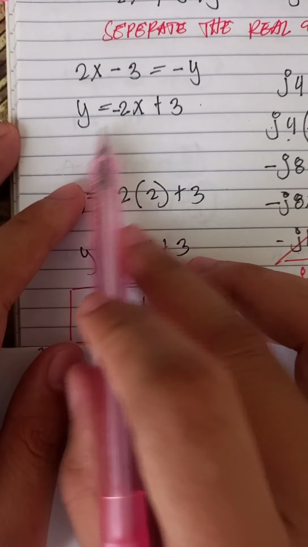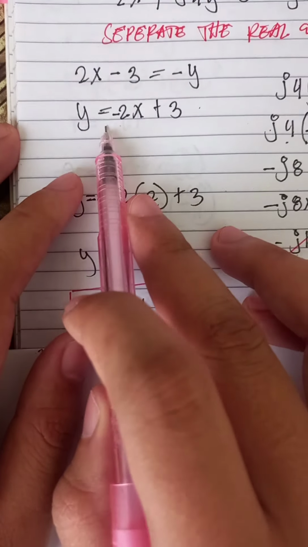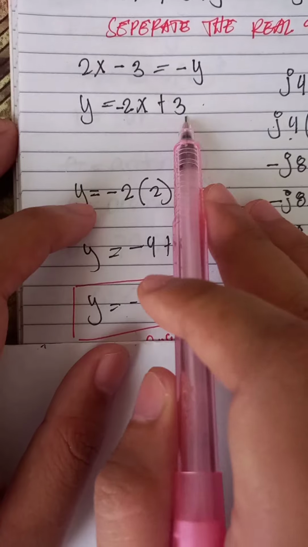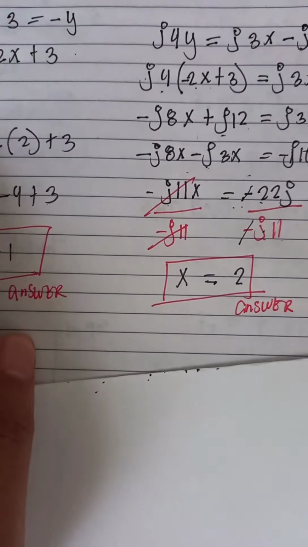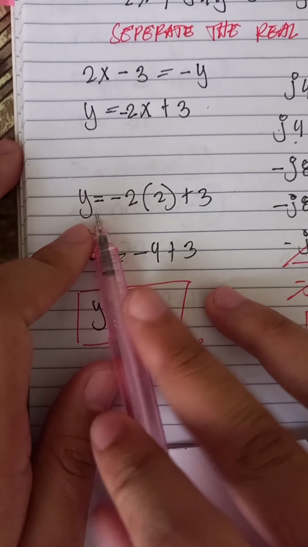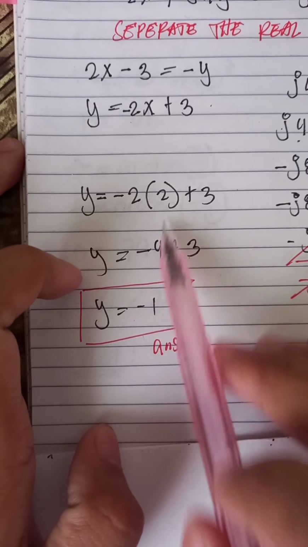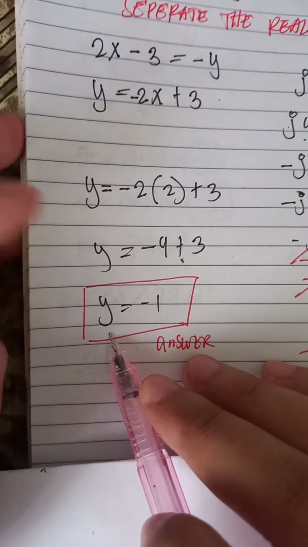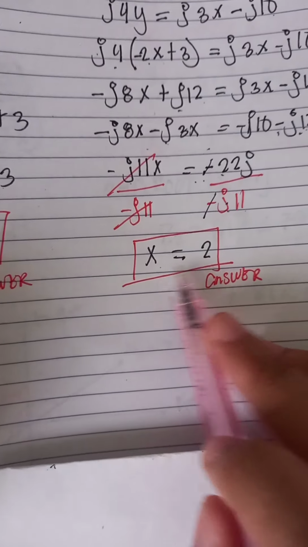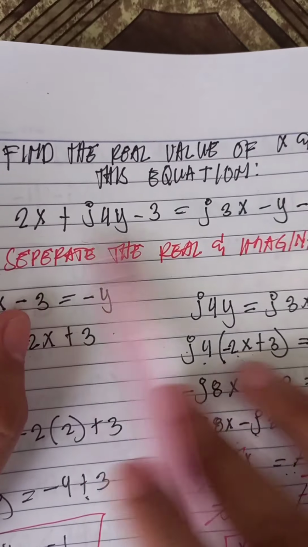So we have here the temporary value of y, which is equal to negative 2x plus 3. We have to substitute the value of x here, which is 2. So y is equal to negative 2 times 2 plus 3. Negative 2 times 2 is equal to negative 4 plus 3. Simplify this, equal to negative 1. So the value of y is negative 1, and the value of x is 2 in this equation.